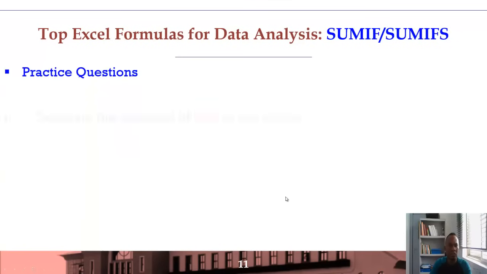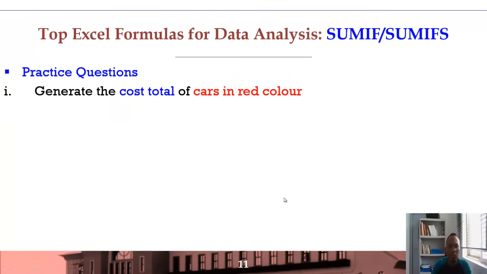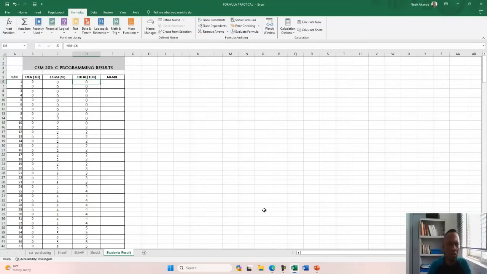So now let's see the practice questions we want to use. Generate the cost total of cars in red color. What is the condition to be tested? Cars in red color. What is the column to be added? The cost column. So now let's see, generate the cost total of cars in red color.